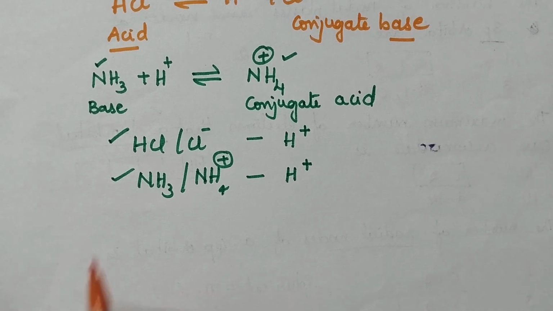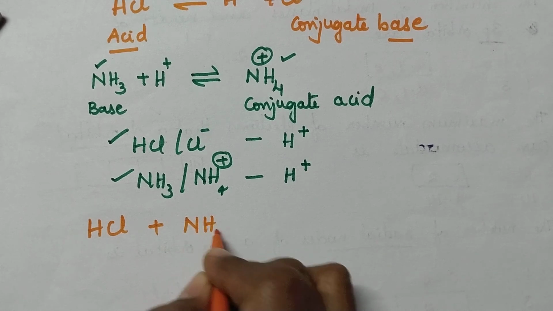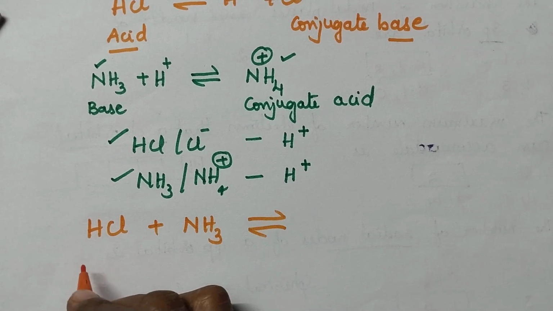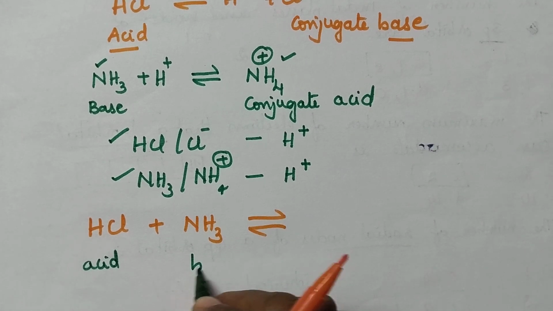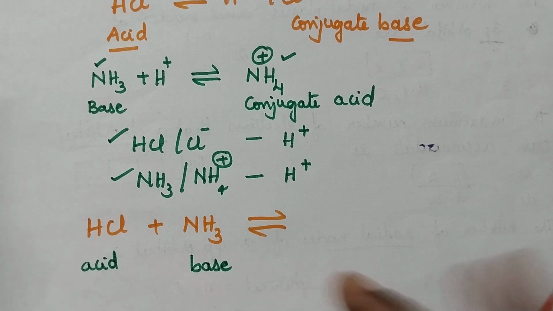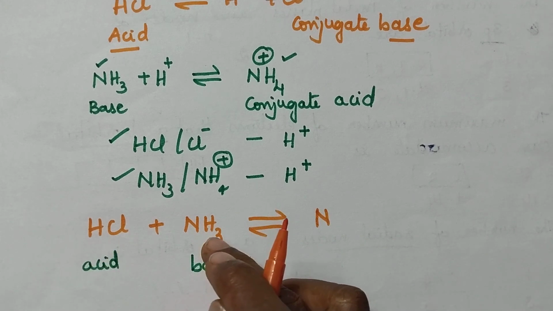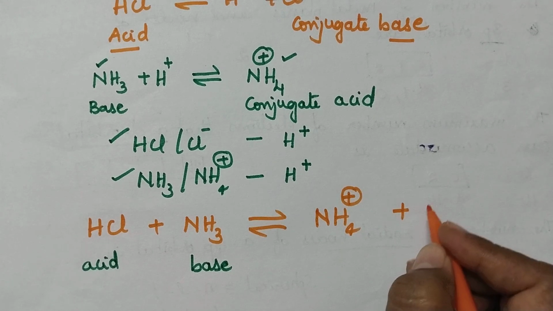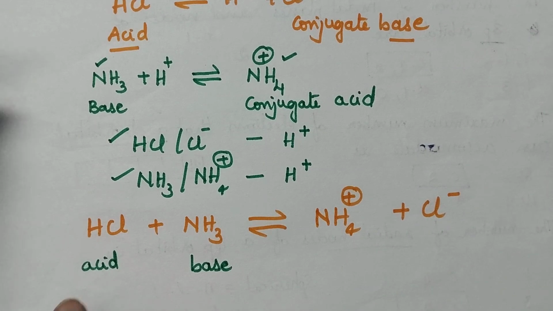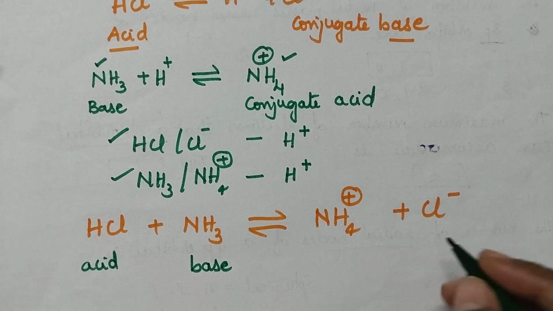Whenever HCl is treated with ammonia, what happens? HCl is an acid, whereas ammonia is a base. Then what happens? A proton will be donated to ammonia. Then it results in the formation of ammonium ion and Cl minus. So here, HCl is an acid. It results in the formation of a conjugate base.